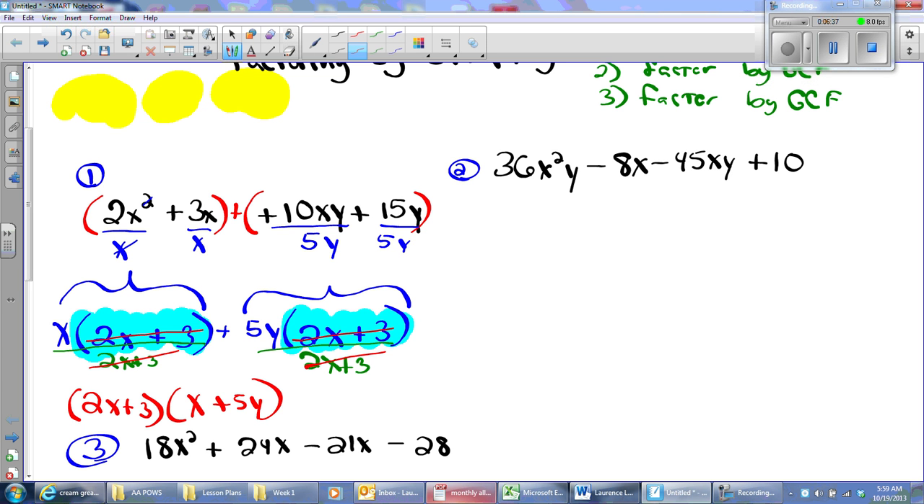Okay, there you go. You just factored by grouping. You GCF'd again, and you GCF'd one more time. Okay, it's really pretty simple stuff. Okay, so let's try it again.